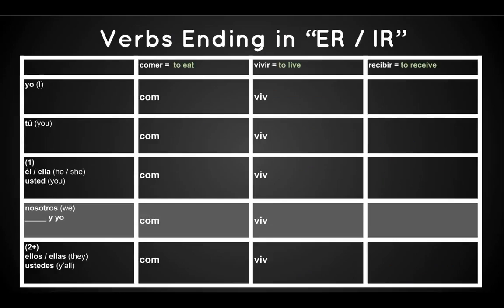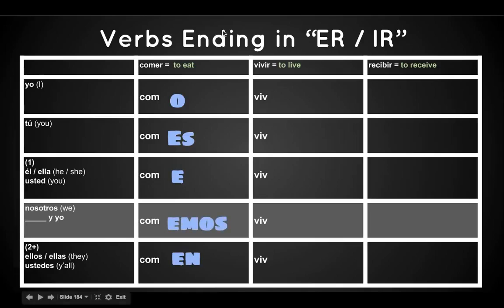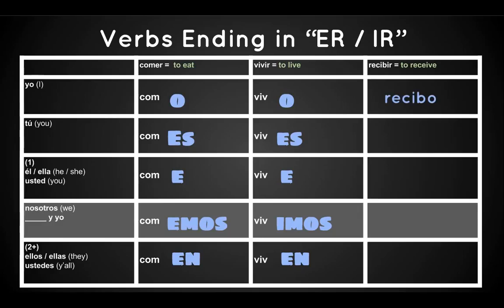This chart is the second chart that you want to copy into your notes. Everything that you see in the chart, even this column over here. We have the verb to eat: como, comes, come, comemos, comen. To live: vivo, vives, vive, vivimos. We're careful to make sure this is an I because it's an IR verb. Viven. Recibo, recibes, recibe, recibimos, reciben.